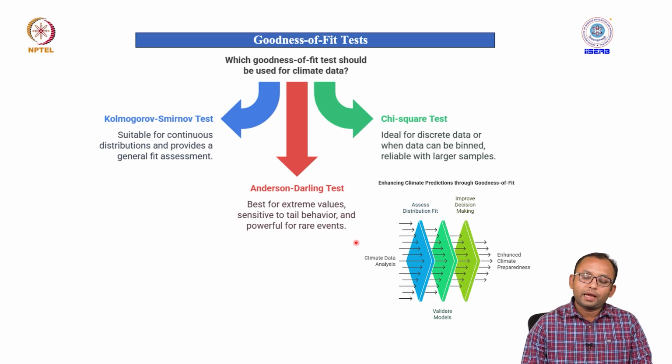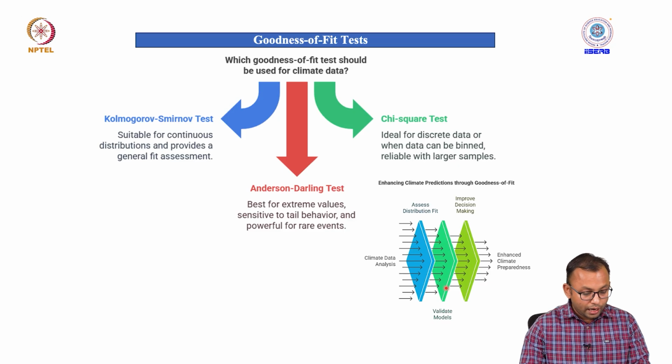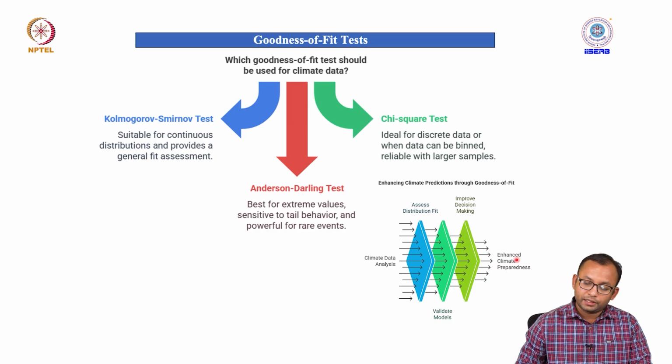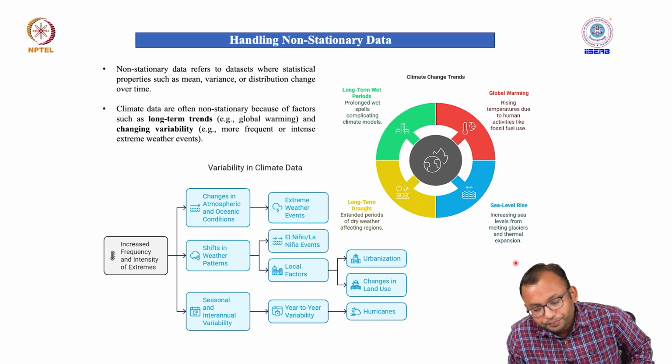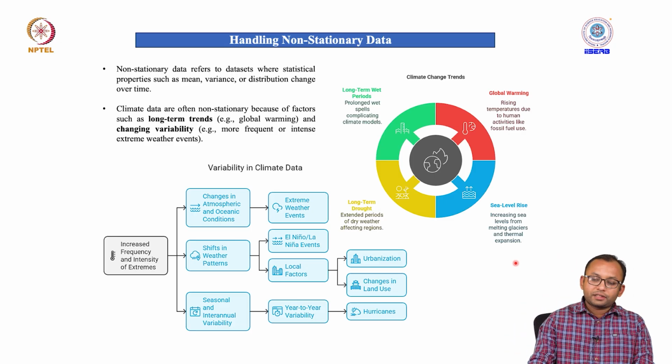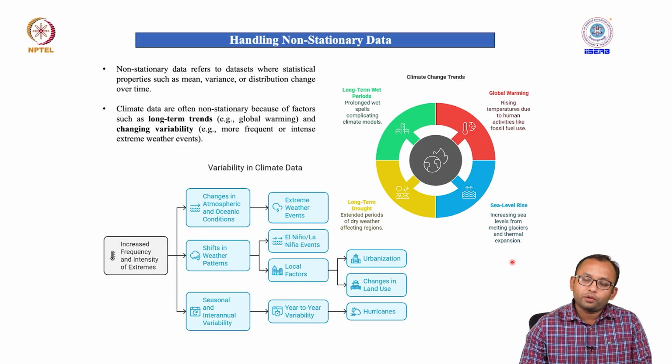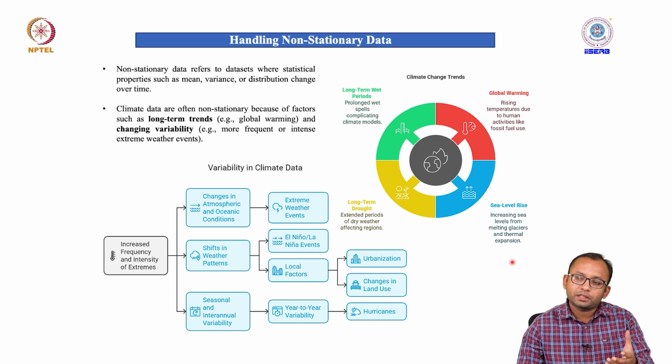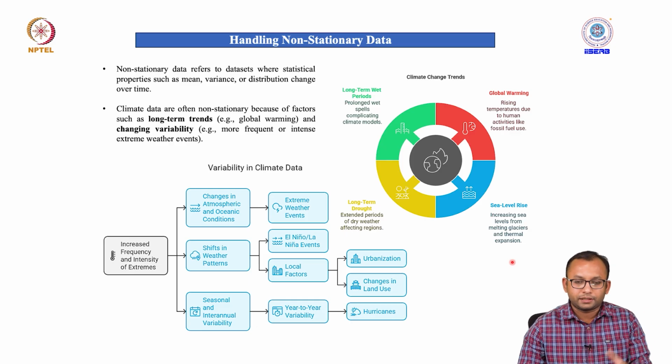So, we have the climate data analysis, we assess the distribution fit in the data, we validate our model, and based on that we select for improved decision making and calculate the climate preparedness for certain regions, like that. So, this is all about probability distribution functions and how we calculate different properties based on them. Once we have calculated the probabilities, the properties or different metrics based on the probability distribution functions, we can suggest different types of extreme value analysis or extreme climate preparedness or mitigation steps like that.